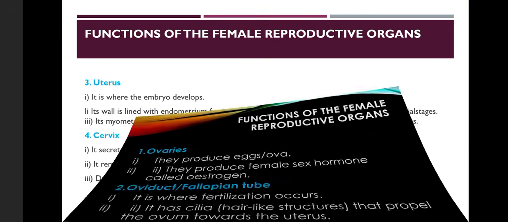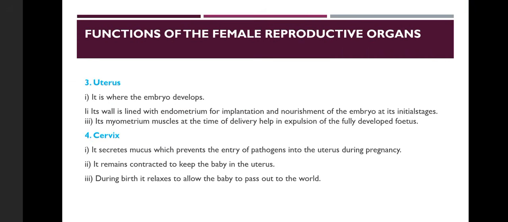The third part of the female reproductive system is a part that we are calling the uterus. The function of the uterus is that it is a place where the embryo normally develops. Number two, it has a wall that we are calling the endometrium, and that wall is where implantation and the nourishment of the embryo takes place during the initial stages of development.